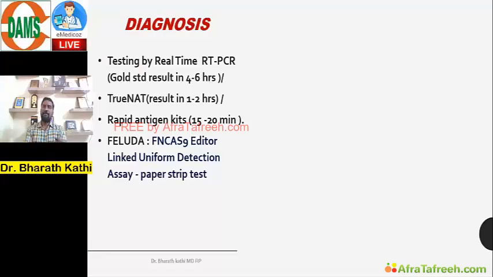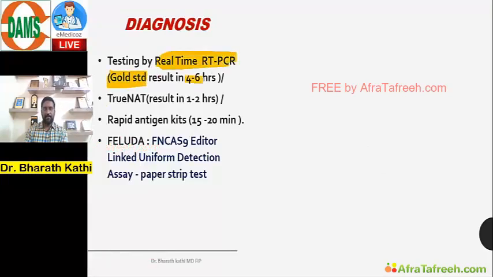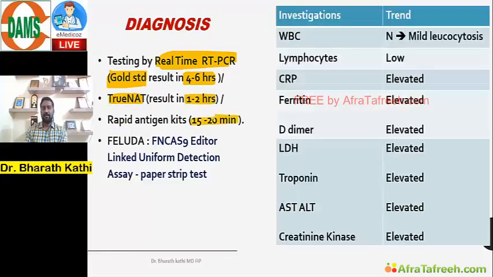Now what are the tests available for diagnosis? If they ask you what the gold standard is, the gold standard will be RT-PCR, and the result you get within 4 to 6 hours. Whereas Indian technology, TrueNAT, result in 1 to 2 hours. And rapid antigen kits, the result you can get within 15 to 20 minutes. And for all this, the preferred sample is a nasal swab or throat swab.